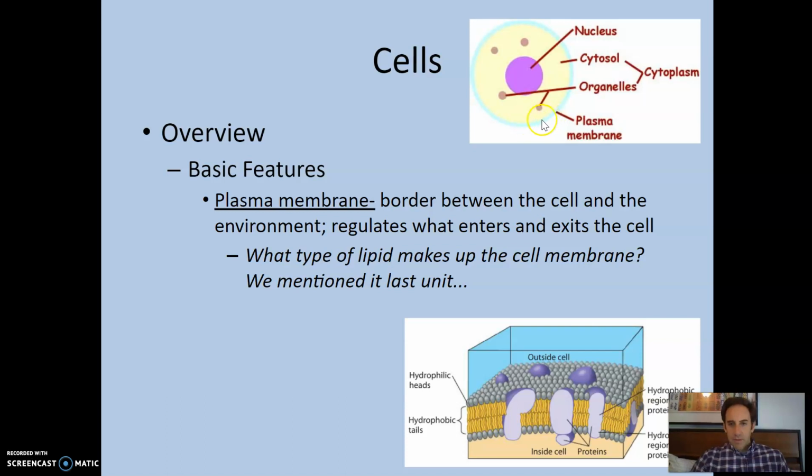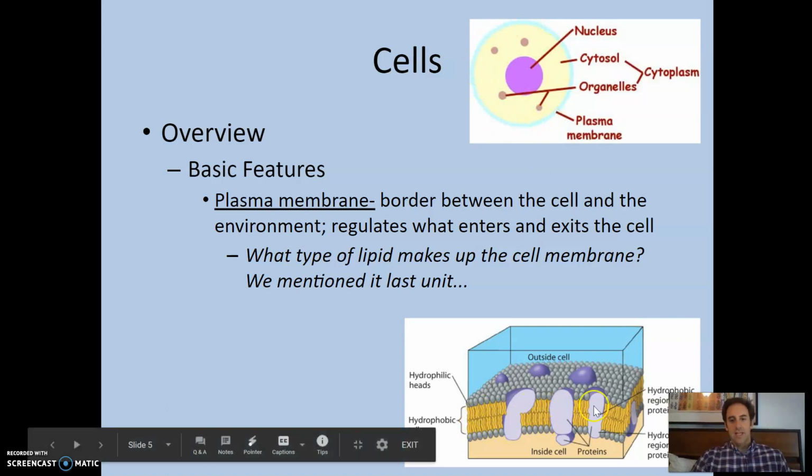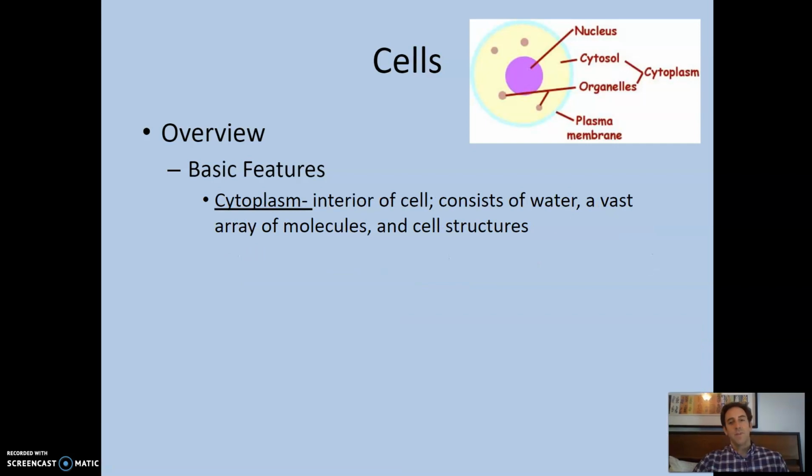If we zoom in on that blue line and look at its structure, it would look like this. And we are going to look a lot more closely at this diagram in our next chapter. But for now, you may notice, hey, that little molecule that makes it up looks familiar. Do you remember what type of lipid makes up the cell membrane last unit? Anyone? Anyone? Yes, you. Phospholipid. Excellent. It's phospholipid.